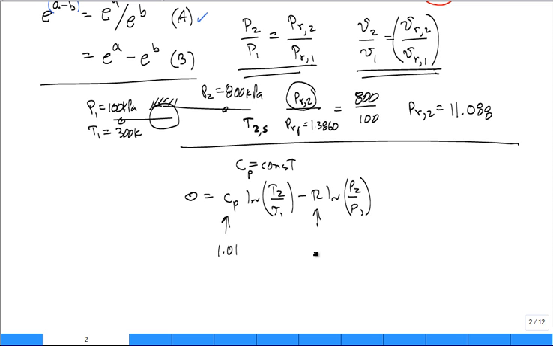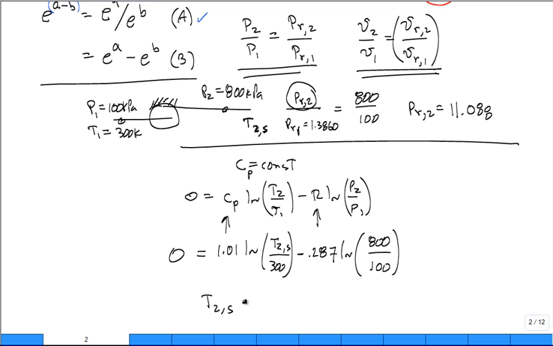What's R? R bar divided by molar mass: 8.314 divided by 28.97, 0.287. Natural log... I don't know that exit temperature, but I do know that it came in at 300 Kelvin, and I do know that it went out at 800 kPa and came in at 100 kPa. So here's one equation with one unknown, and I can use this analytic equation to get T2s. Anybody want to run that for me while I run it myself? Let's see what that gives.